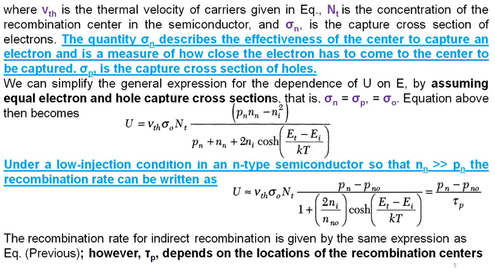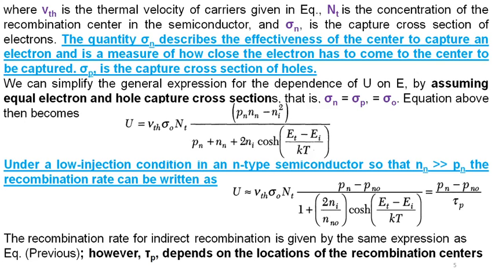Then under low injection condition, when excess carriers are added, at low injection in an n-type semiconductor, you know, in an n-type semiconductor electrons are the majority carriers and holes are minority carriers, that is nn is greater than pn. Then the recombination rate U equation is modified like this.